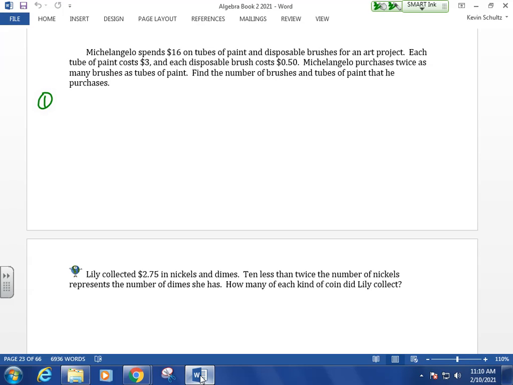And so step one, we started with this yesterday, is we are going to identify exactly what those variables are. What are we solving for, okay? There's no question here. I said in the last one, look for the question mark. But here, find the number of brushes and tubes of paint. That's still telling us what we're looking for. So we'll have B for brushes, and we'll use T for tubes, T for tubes of paint.